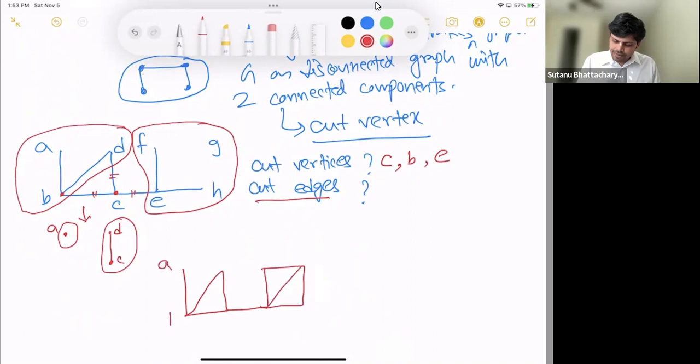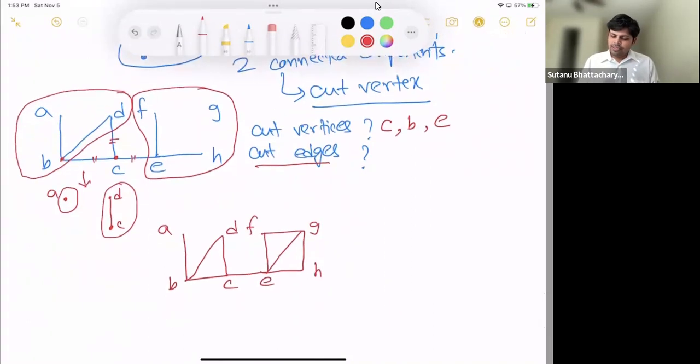So A, B, C, D, E, G, H. Obviously, if you delete this edge CE, then the graph will be disconnected. So CE is one edge. If you delete that edge, it makes the graph disconnected. So CE is one cut edge.